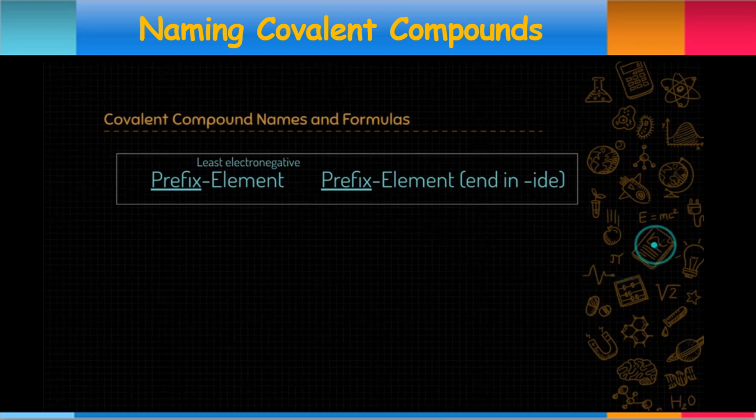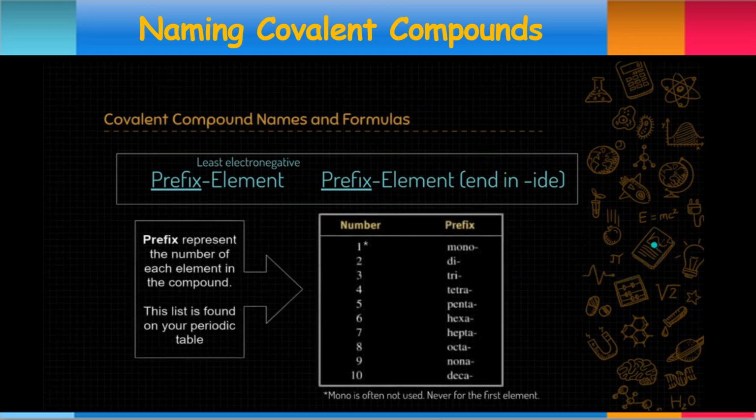Let's start with those prefixes. The prefixes just represent the number of each element in the covalent compound. Here's a list that's found on the back of your periodic table. Mono typically means one, like think of a monocle or a single eyepiece. Di, like to divide something into two, it means two. Tri, like a tricycle or a triforce, is three.